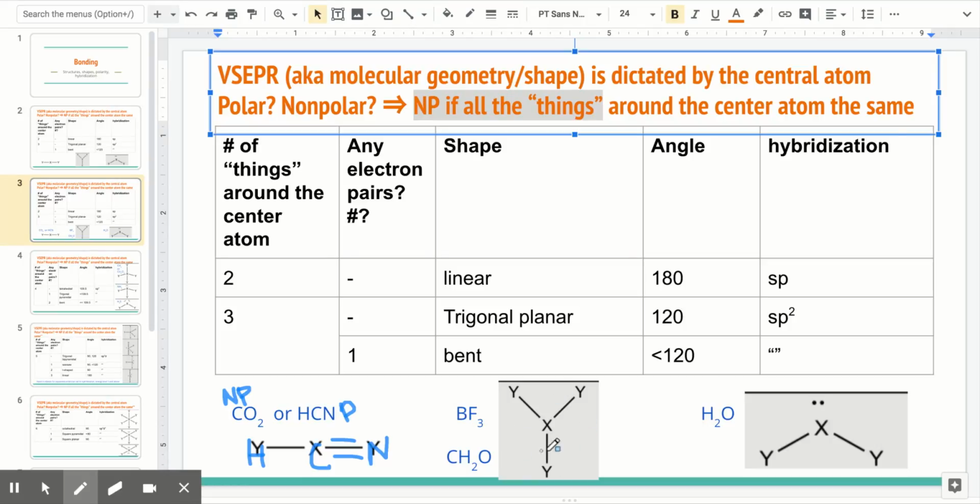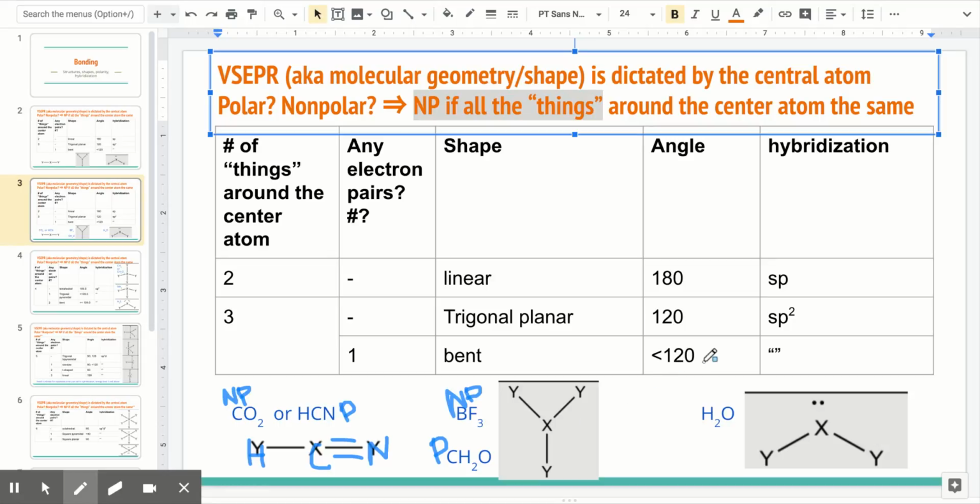So let's look at an example like this with the 3. BF3. Okay, if you can imagine, B would be in the middle, and we'd have our 3 fluorines on the outside. So around our center atom, there are 3 things. Are they all the same? Yes, they're all fluorines. So that would make BF3 nonpolar. What about an example like this? CH2O. Well, C would be in the middle. We would have H, H, O. It has 3 things all around it. Are they all the same? No. 2 are H's and 1's an oxygen. So that makes this molecule polar.